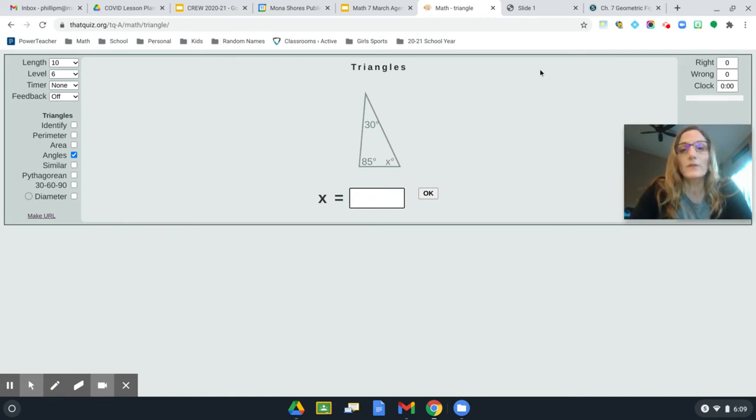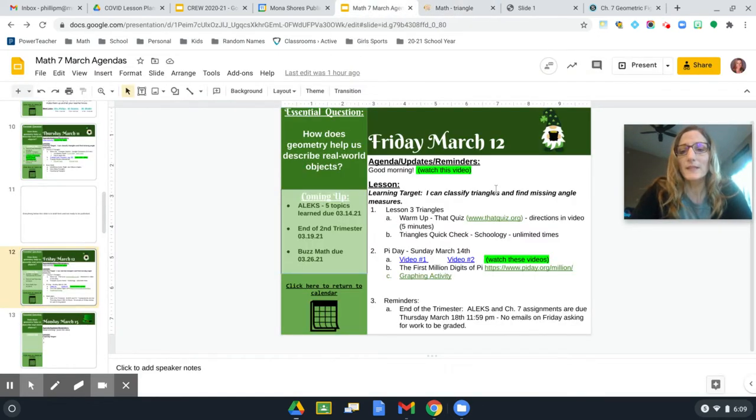So only 5 minutes. That's it. I don't think you need to spend more time on that. That's just to give you a quick review. As soon as that 5 minutes is up on your warm-up, you're going to head into that quick check on triangles in Schoology, and you can take that unlimited times.